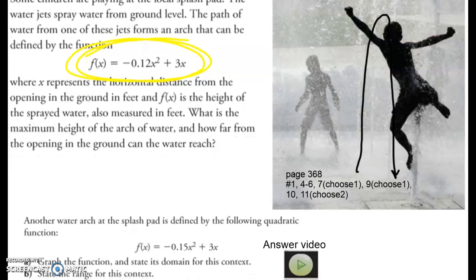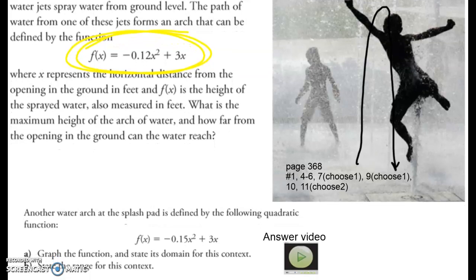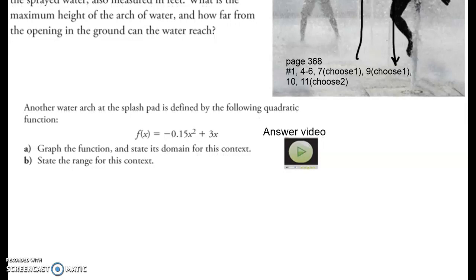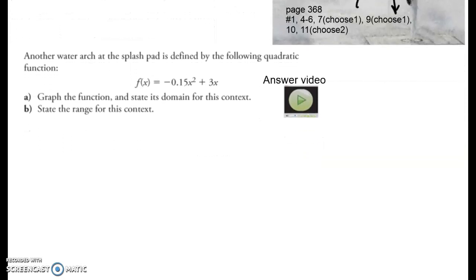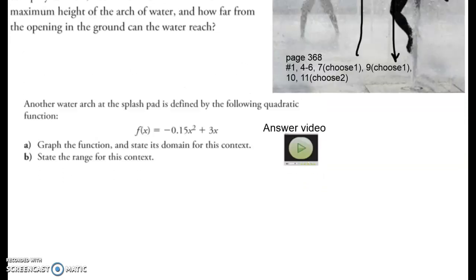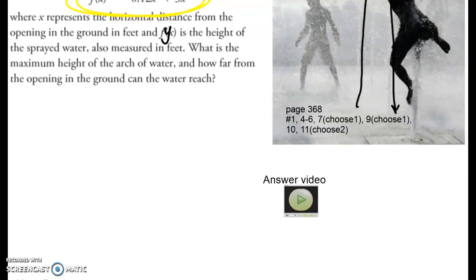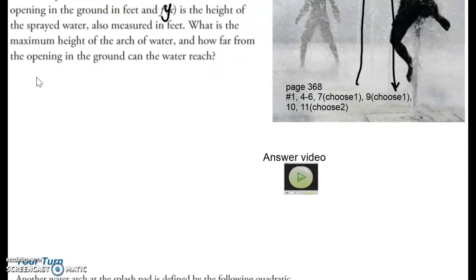The path of the water from one of the jets, where x represents the horizontal distance from the opening in the ground in feet, and f of x, also meaning y, that's the y-axis, is the height of the water sprayed, also measured in feet. What is the maximum height of the arc of the water, and how far from the opening in the ground does the water reach? I'd like to move this out of the way because we're not doing that question right now.